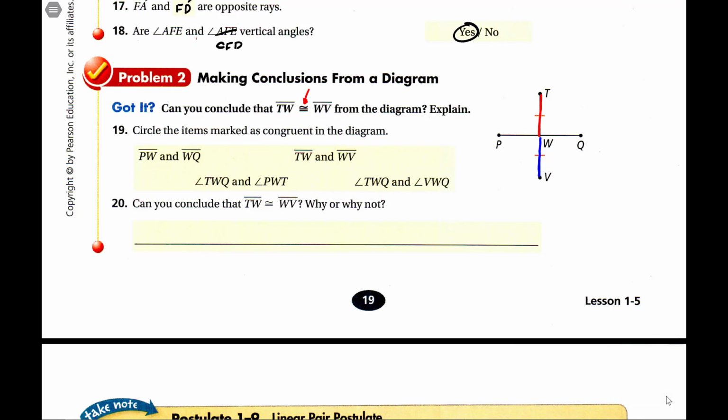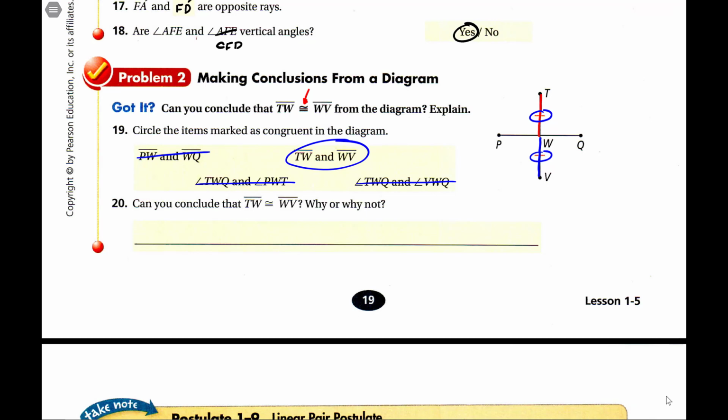So circle the items marked as congruent in the diagram. Now these tick marks that you see on TW and WV indicate that those two are congruent. So PW and WQ are not indicated as being congruent. Angle TWQ and angle PWP are not indicated as being congruent, and neither is angle TWQ and VWQ. Because of these little tick marks, and because each segment only has one tick mark, that means those two are congruent to one another. So we know that TW and WV are congruent.